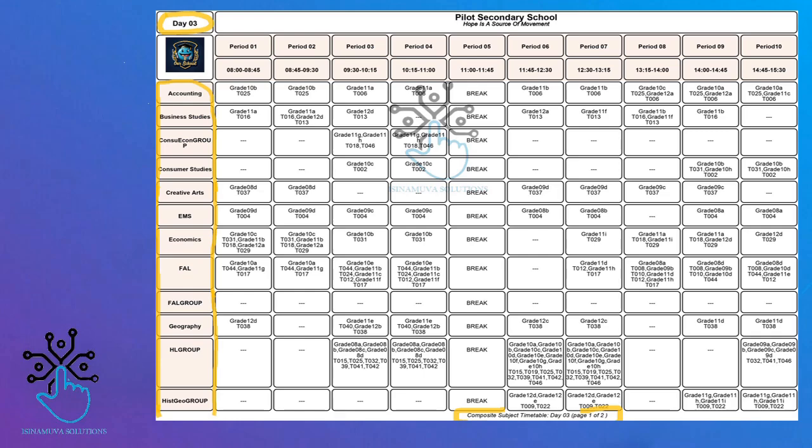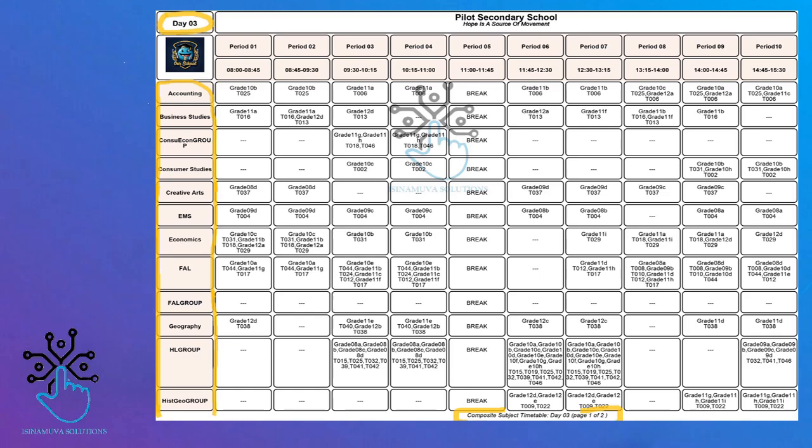This slide, for instance, shows some of the subjects that are taught in various lessons on day 3 of the school week. The rest of the subjects are on the remaining pages of day 3. As shown in the footer of this slide, we are only looking at page 1 of 2 of this day 3 of the Composite subject timetable.